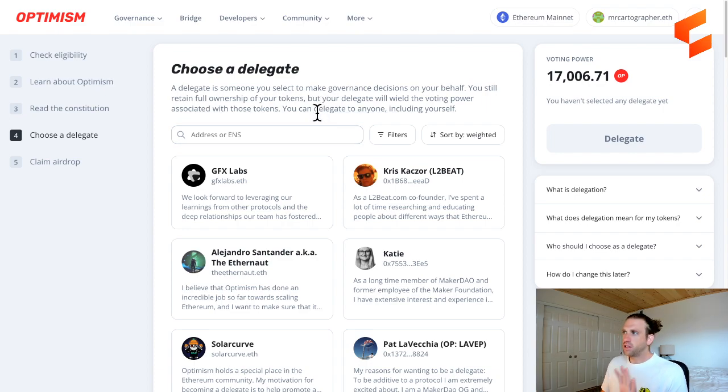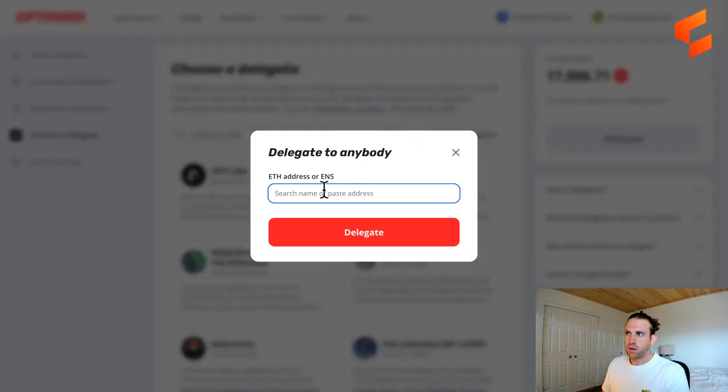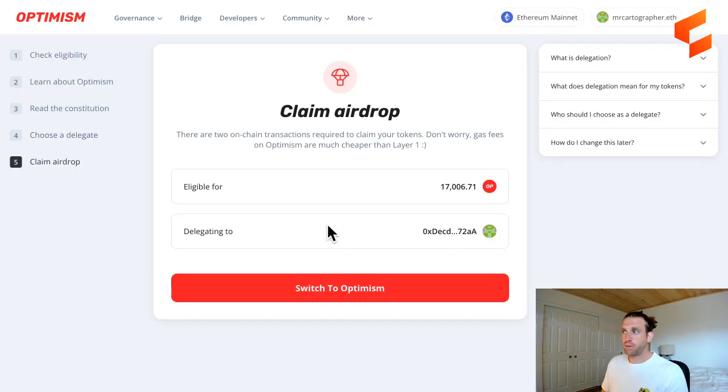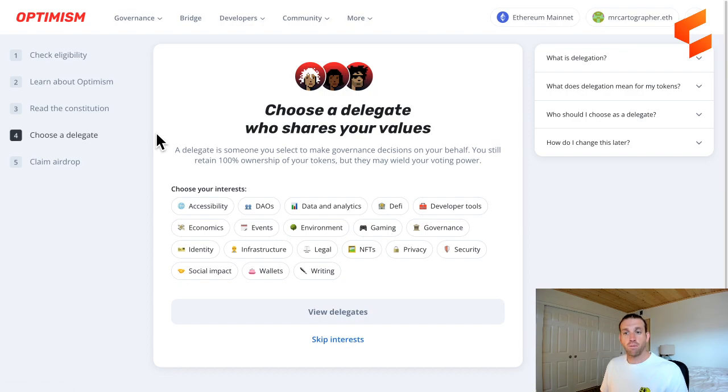So the UI is not great here, but you actually click this "You can delegate to anyone" button. You paste in your ENS address. You can just paste in your own there, and then you can press delegate. So there we go. I've delegated to myself, and we have finished the claiming of the tokens. So I would actually just press the claim button right there, and we would move on, and then I would confirm a transaction in my MetaMask, and the tokens would be claimed.